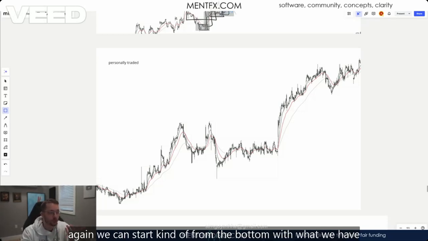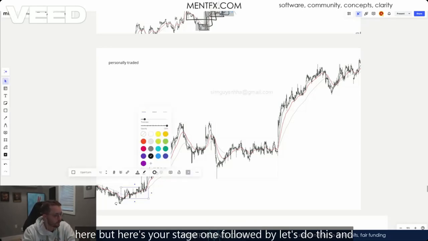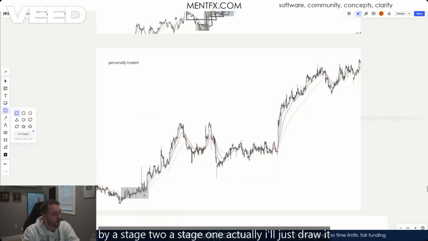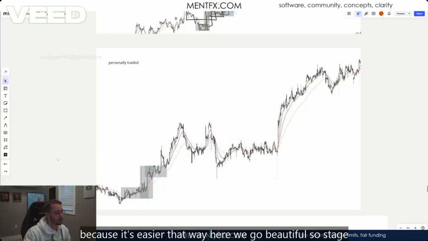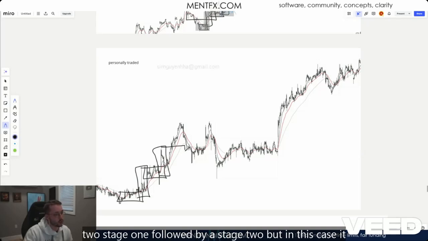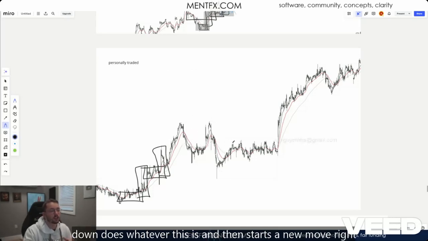So again, we can start from the bottom with what we have here. Here's your stage one, followed by a stage two. Actually, I'll just draw it because it's easier that way. Here we go, beautiful. So stage one followed by a stage two, stage one followed by a stage two, but in this case it becomes this longer-term stage one, flushes out, fails down, does whatever this is, and then starts a new move, right?